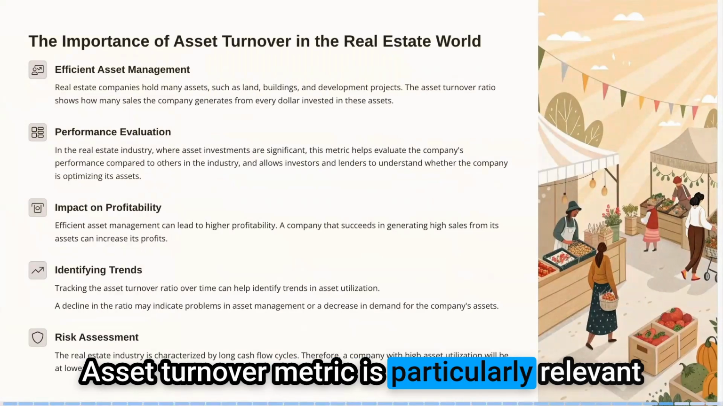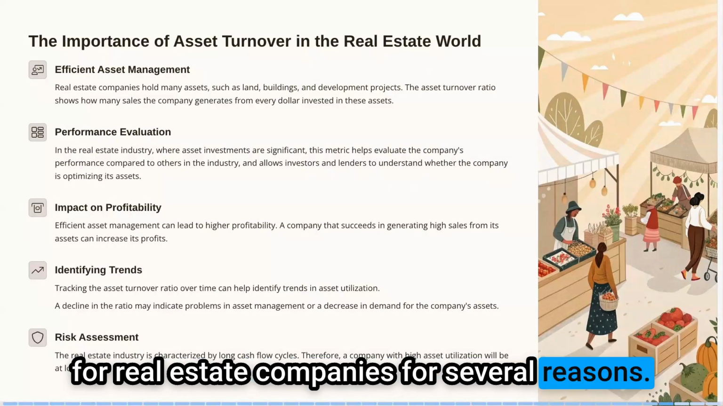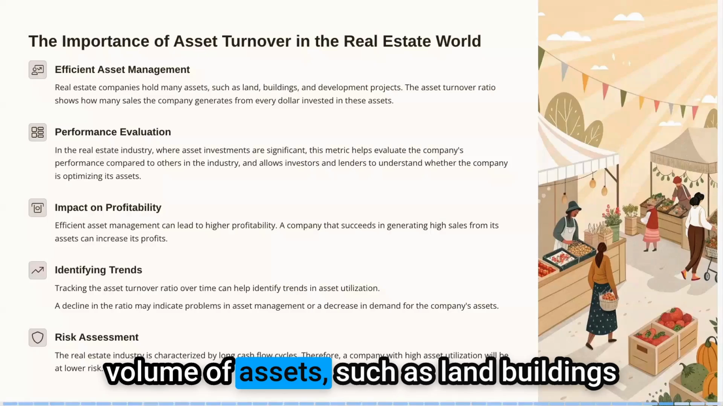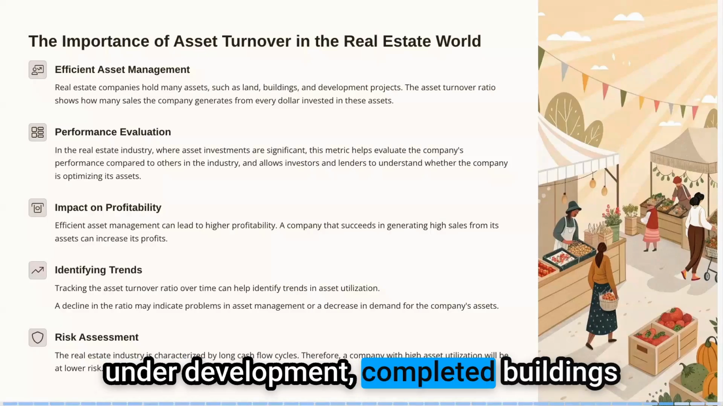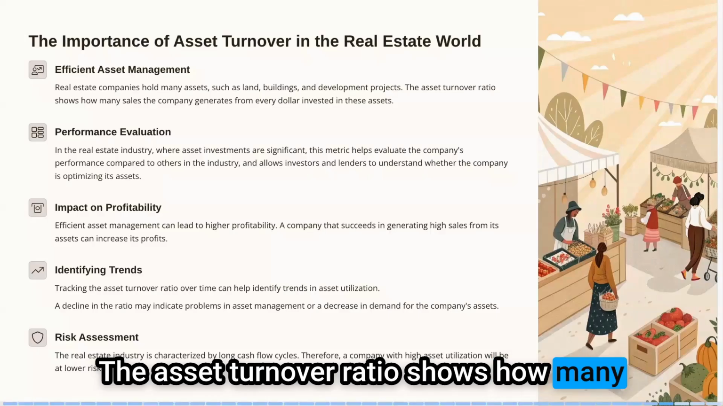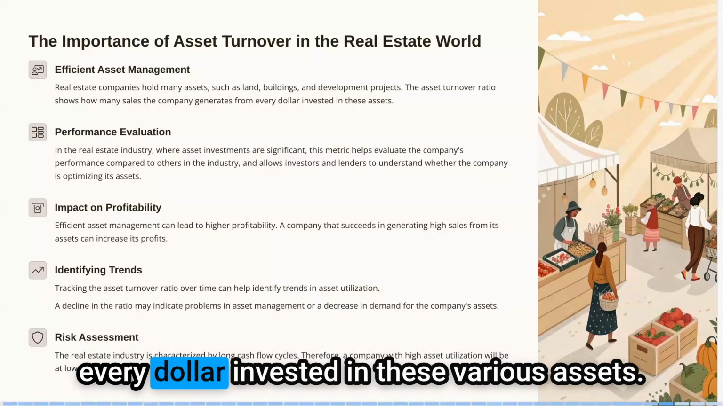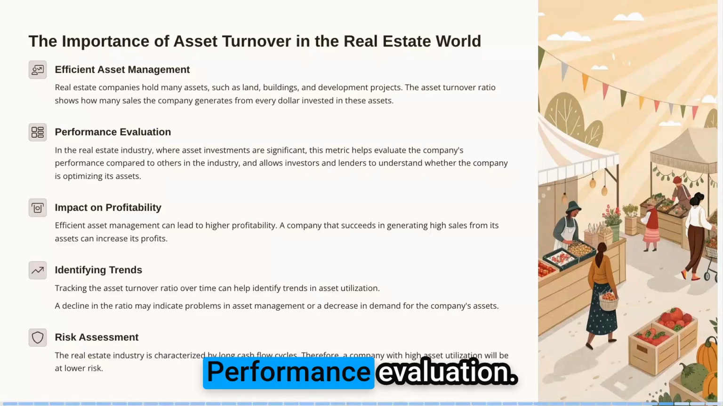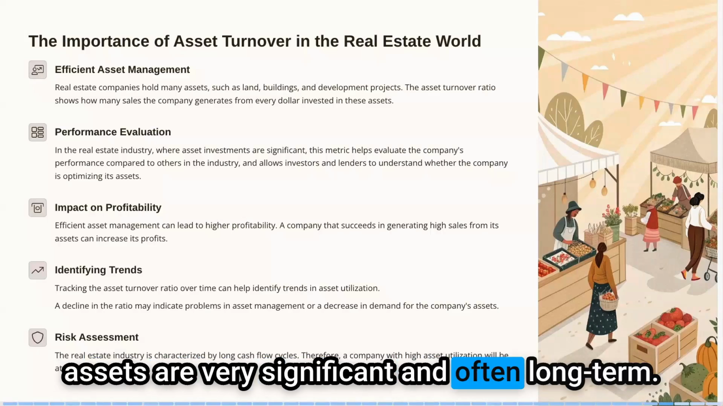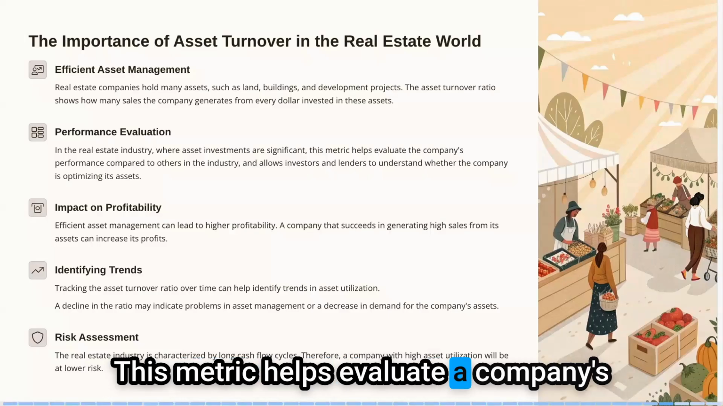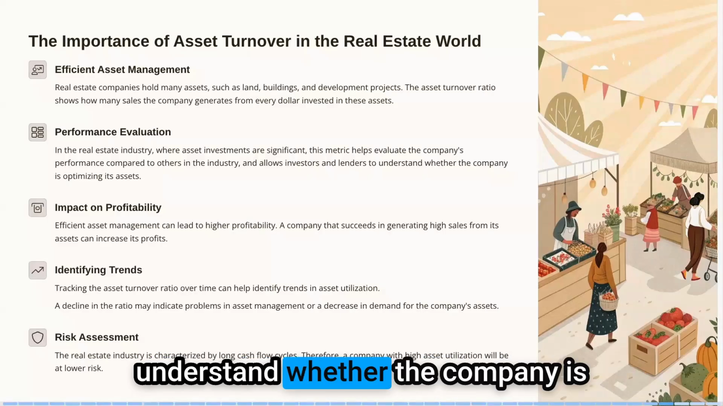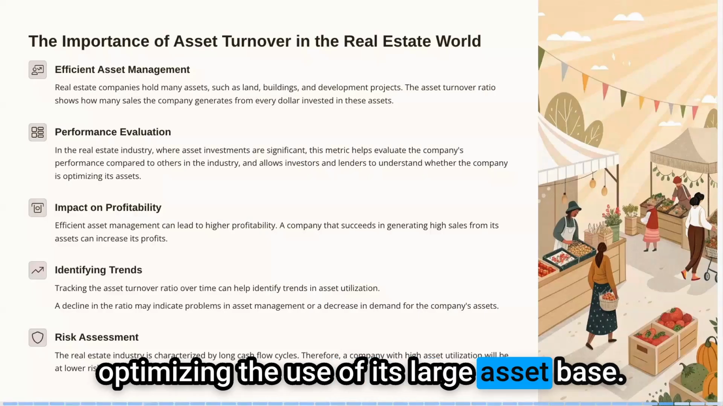Asset turnover metric is particularly relevant for real estate companies for several reasons. Efficient asset management. Real estate companies typically hold a large volume of assets, such as land, buildings under development, completed buildings for sale, and income generating properties. The asset turnover ratio shows how many dollars in sales the company generates from every dollar invested in these various assets. Performance evaluation. In the real estate industry, where investments in assets are very significant and often long term, this metric helps evaluate a company's performance compared to its peers. It allows investors and lenders to understand whether the company is optimizing the use of its large asset base.